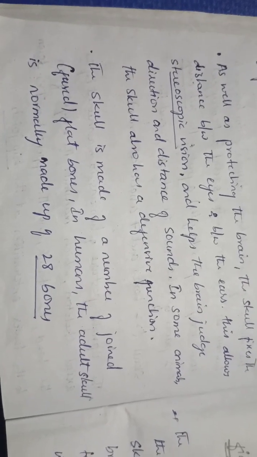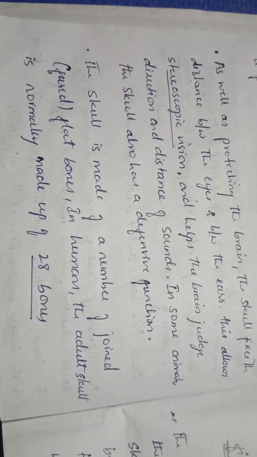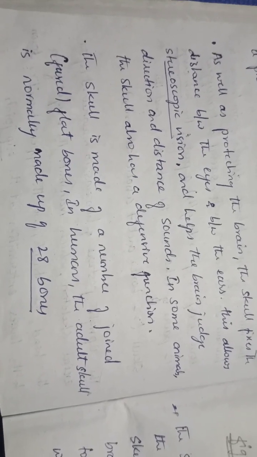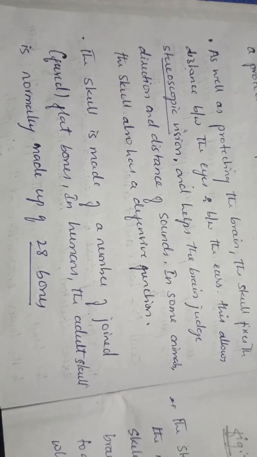The skull is made up of a number of joined or fused flat bones. In humans, the adult skull is normally made up of 28 bones.